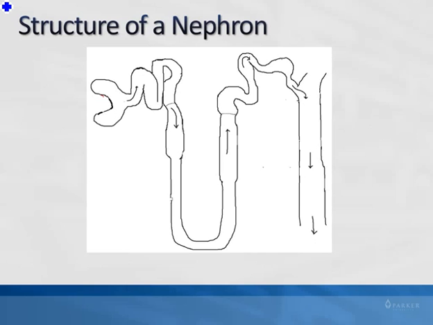Now, so far, you get filtration in the renal corpuscle. It goes from the glomerulus into Bowman's capsule. Then we do the proximal tubule. Guess where the proximal tubule is located? Cortex or medulla? It's cortex. The proximal tubule is completely in the renal cortex.